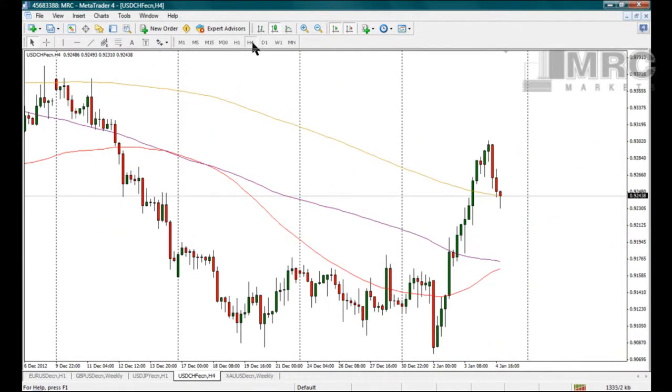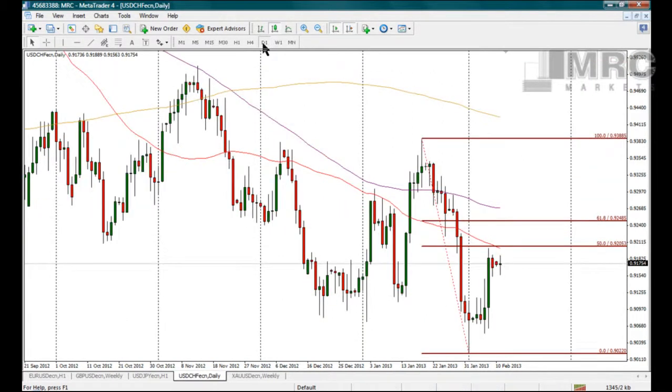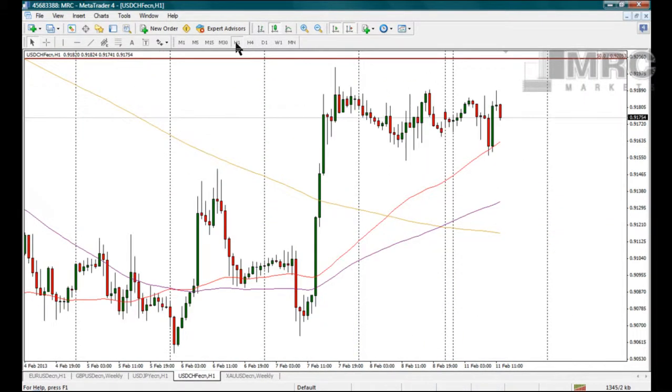In terms of the 4 hour, basically the same. So daily and 4 hours, all about this fib setup, in my opinion. It's just been very choppy. If you look at those last few 4 hour candles, purely just going sideways. So not a massively interesting chart at the minute.